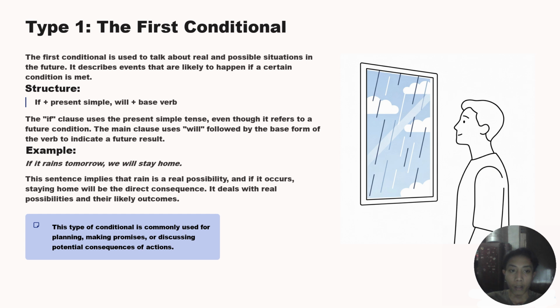This sentence implies that rain is a real possibility, and if it occurs, staying home will be the direct consequence. It deals with real possibilities and their likely outcomes. This type of conditional is commonly used for planning, making promises, or discussing potential consequences of actions.